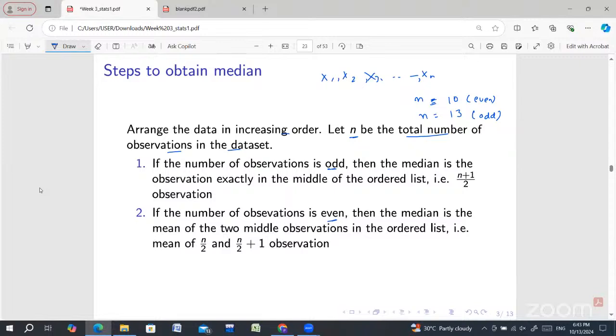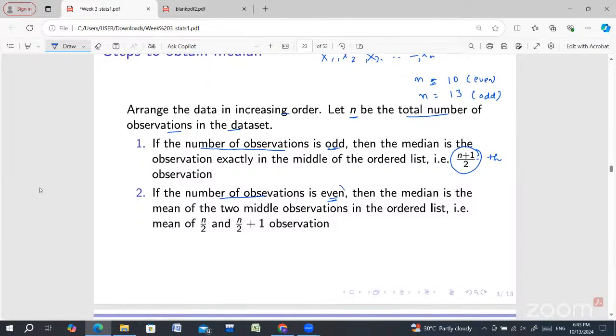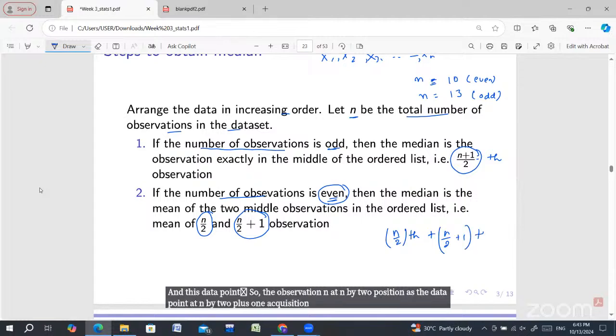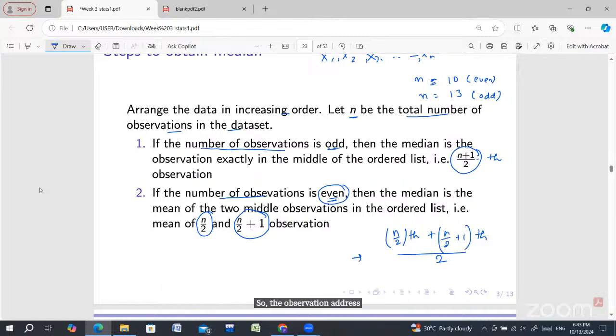Now, if the number of observations is odd, then we use this formula. The observation at position (n plus 1) by 2 will be the median for the given data set. And if the number of observations is even, then we use this formula, which is nothing but the mean of this data point and this data point: the observation at the n by 2th position plus the data point at the n by 2 plus 1th position, divided by 2. This will be your median.